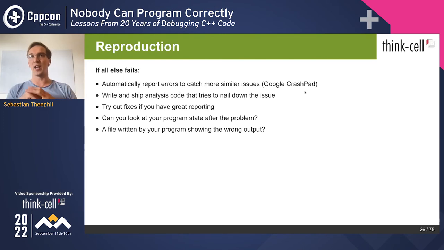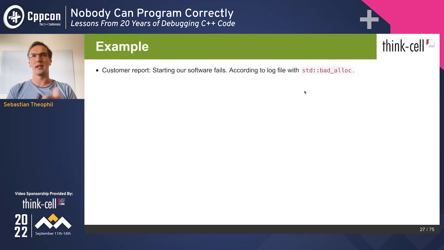If you have really outstanding error reporting, you can even try out fixes on the customer side and have your code report back if that worked. Although I have to warn you, we did this exactly once in 20 years. Typically, we don't. Sometimes all you can do is look at the program state after the problem occurred. You can't reproduce it, but maybe your program produces some output that indicates what has gone wrong. And that leads us to our second little quiz.